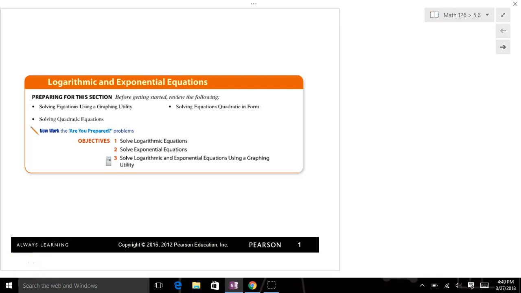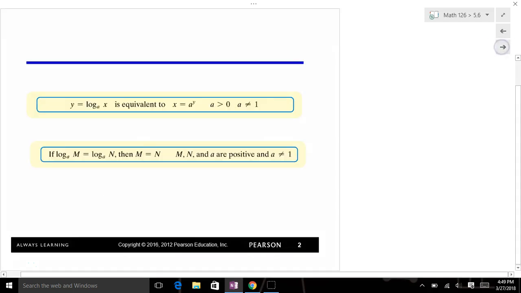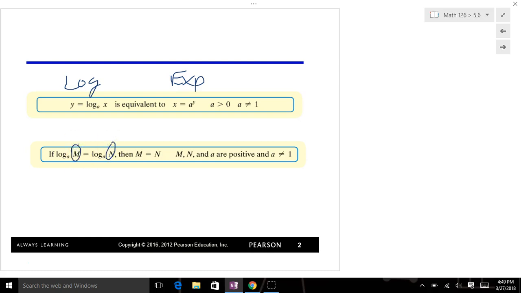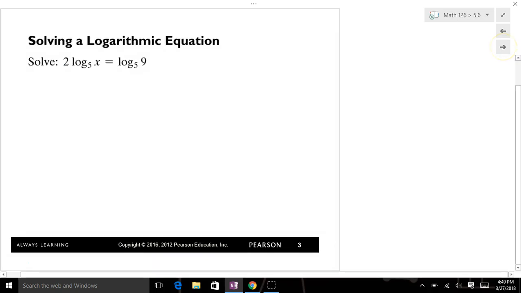We're going to talk about solving some more logarithmic and exponential equations. So if we review, here's your logarithmic form, here's your exponential form of the logarithm. If log base a of m equals log base a of n, then m and n must be equal. Let's take a look here at solving some logarithmic equations.